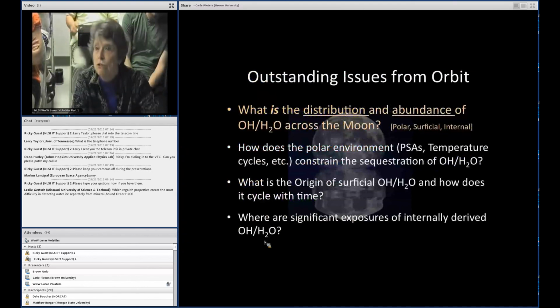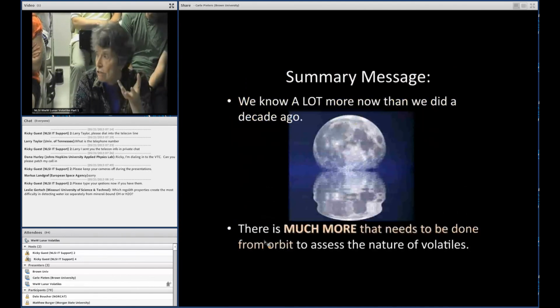We really want to know what the distribution and abundance of water is across the surface of the moon, both the polar deposits, the superficial deposits, and the internal materials, the materials that Larry has been talking about. We want to know how the polar environment constrains the sequestration of volatiles. We want to know what the origin of superficial water is and how it cycles with time. And we want to know if there are any significant exposures of internally derived water or OH.